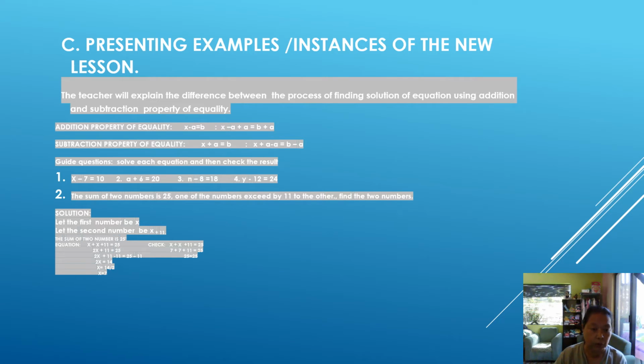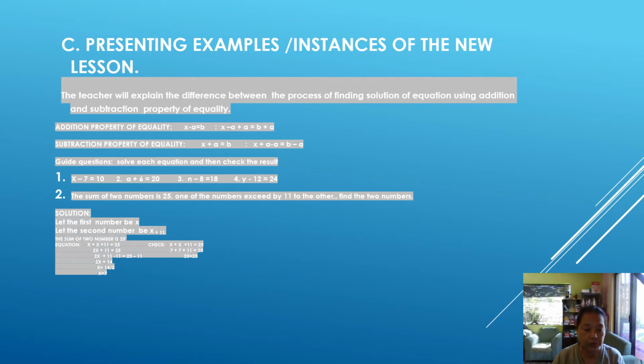In here, you are going to add the inverse of positive 11, which is negative 11, to both sides. So 2x plus 11 minus 11 is equal to 25 minus 11. So cancel the positive 11 and negative 11. What remains is 2x is equal to 25 minus 11, which is 14. x is equal to 14 divided by 2. The value of x now is equal to 7.